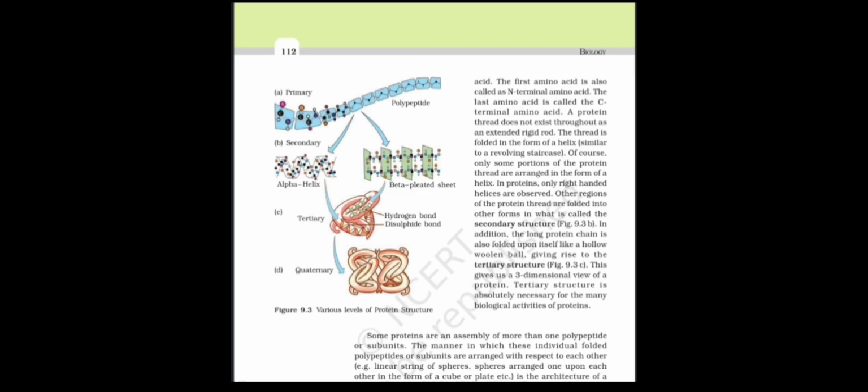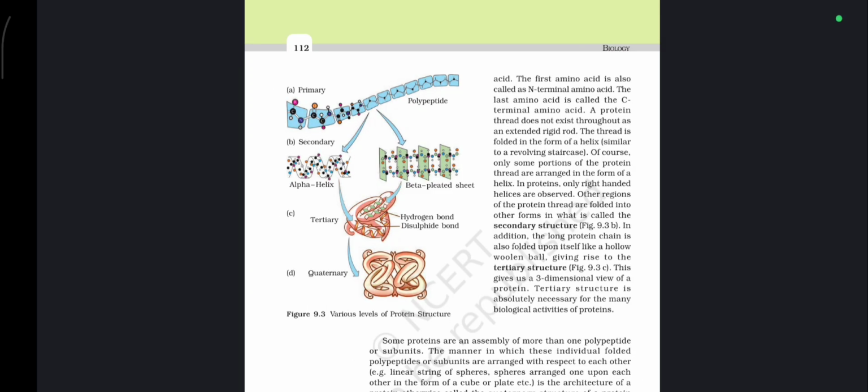Figure 9.3b. The long protein chain is also folded upon itself like a hollow woolen ball, giving rise to the tertiary structure. Figure 9.3c. This gives us a three-dimensional view of a protein. Tertiary structure is absolutely necessary for the many biological activities of proteins.